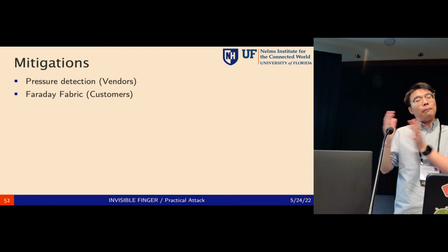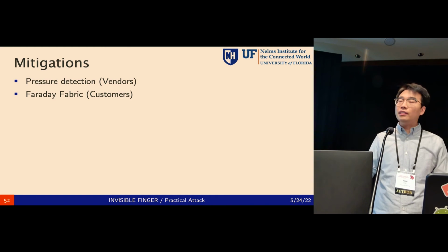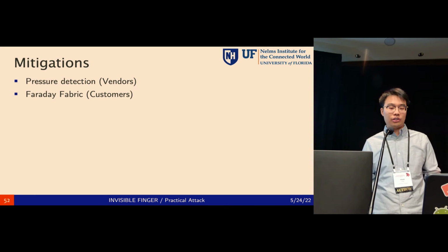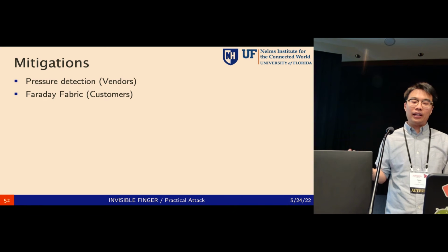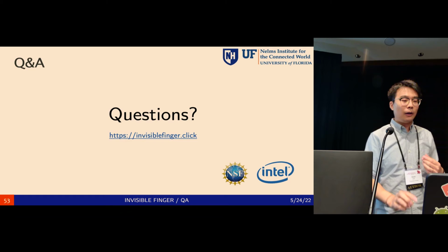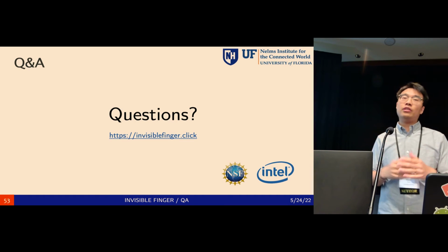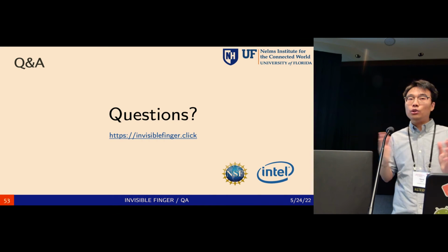As for mitigation, we propose and evaluate two mitigations in our paper. From the vendor side, we can use pressure detection to decide whether it is a legitimate user touch. From the user side, a very simple Faraday fabric is totally enough to protect yourself from the EMI attack. Again, all of our details, our papers, and our video demonstrations are on our website, so if you're interested, there are more fun videos you can watch.